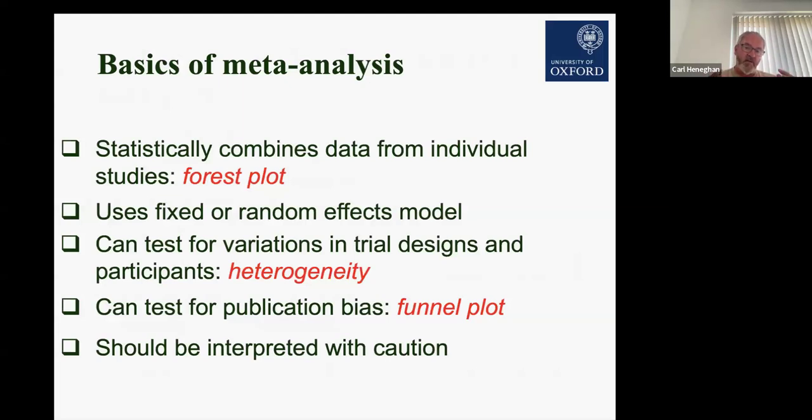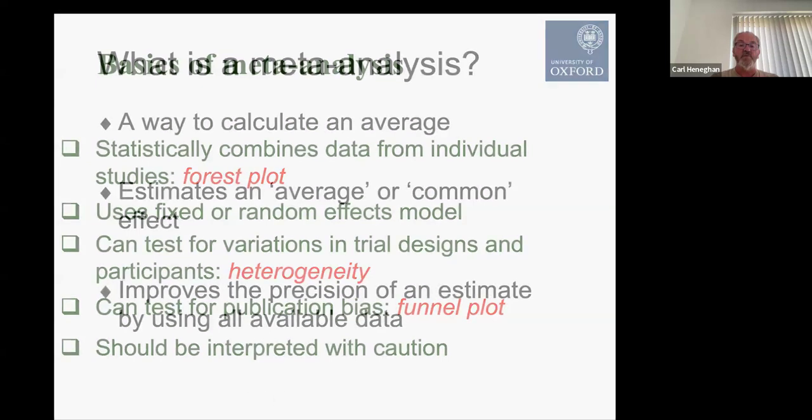Now, that's your appraisal. So I moved very quickly through. I'm going to slow down a bit now because we're going to look at the basics of meta-analysis. This is looking now at the outcomes. You've got 14 trials. You're going to use a meta-analysis which combines data from individual studies and presents the results in a forest plot. It can use 2 different types of effect, a fixed or random effect model. You can test for variations in trial designs and participants. That's called heterogeneity. You can test for publication bias, funnel plot, and as per usual, whenever looking at results, you should still interpret it with some level of caution.